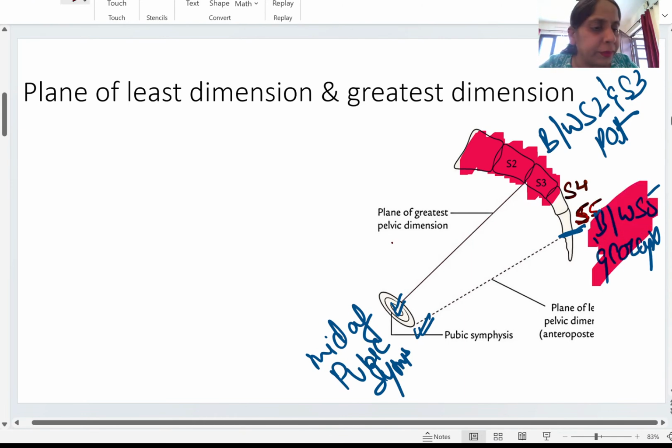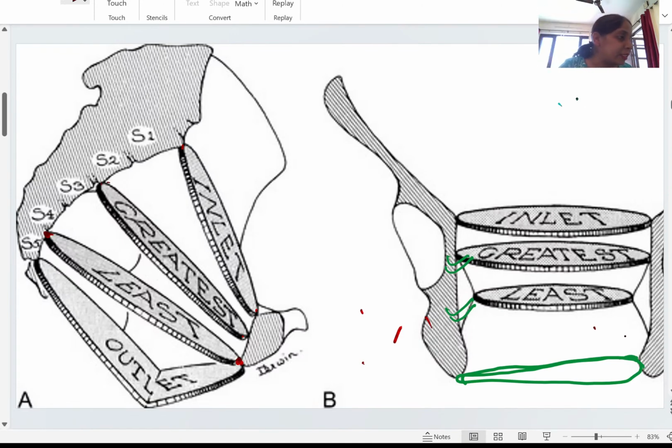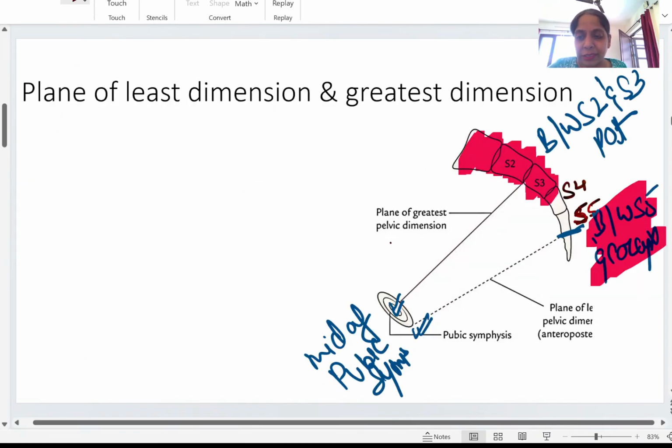Will you remember? It is very simple. There are two planes between the inlet and outlet which are dissecting the pelvic cavity into further subcavities. The upper one is the plane of greatest dimension, which is between S2 and S3, and the lower one. And what is this known as?